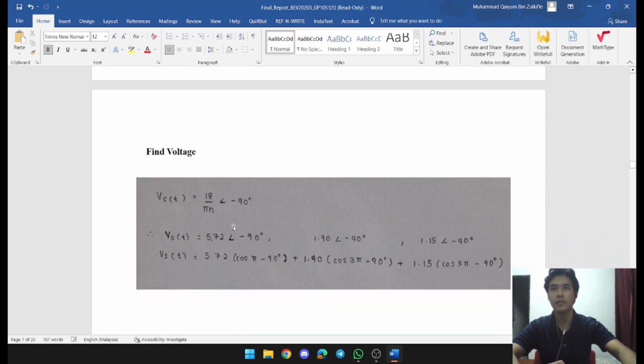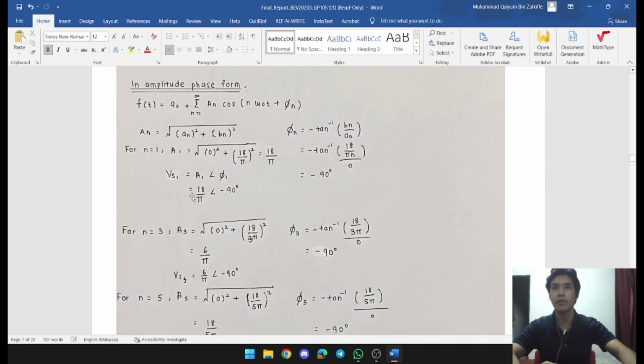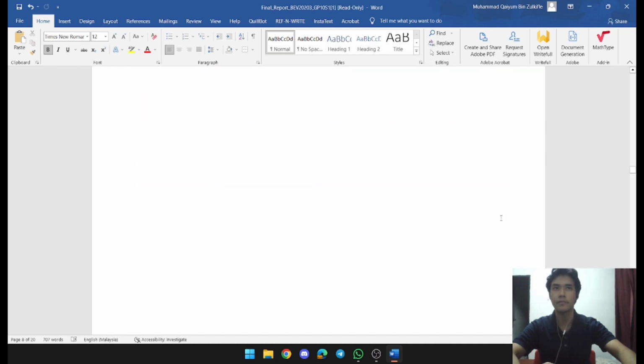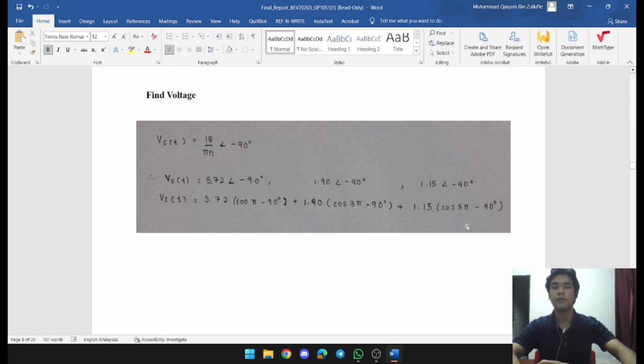The next part is to find the voltage. Using this equation, Vs(t) equals 18 over pi n with the angle of negative 90 degrees, we can find the total voltage by combining all three values from n1, n3, and n5, which gives this expression: 5.72 cos(pi t minus 90 degrees) plus 1.9 cos(3 pi t minus 90 degrees) plus 1.15 cos(5 pi t minus 90 degrees). So that's all for my part.